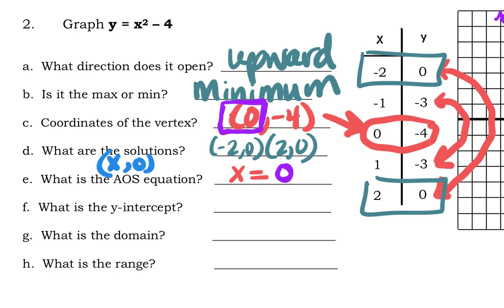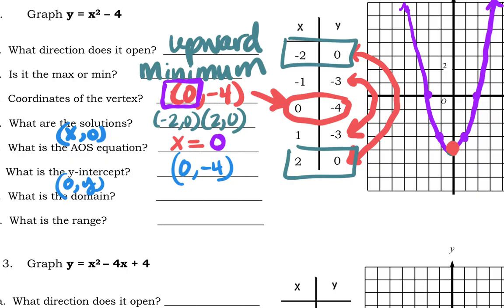All right, reminder, your y-intercept is always 0 and then a y number. Do we see that anywhere on our table? 0, -4. And if you look at your graph, that's where your graph is crossing the y-axis. This is your y-axis. This is where your graph is crossing it. So it's crossing at 0, -4.